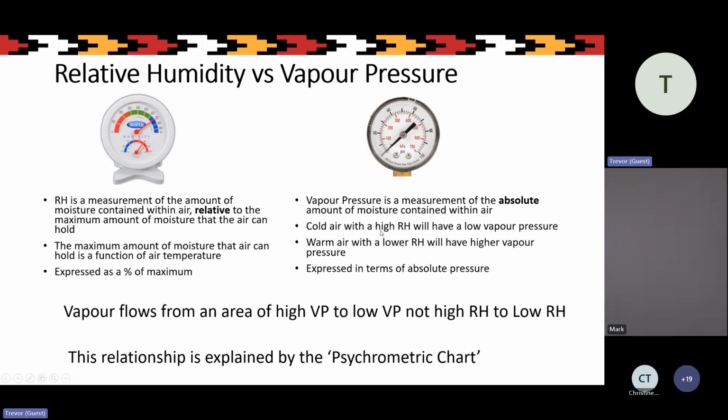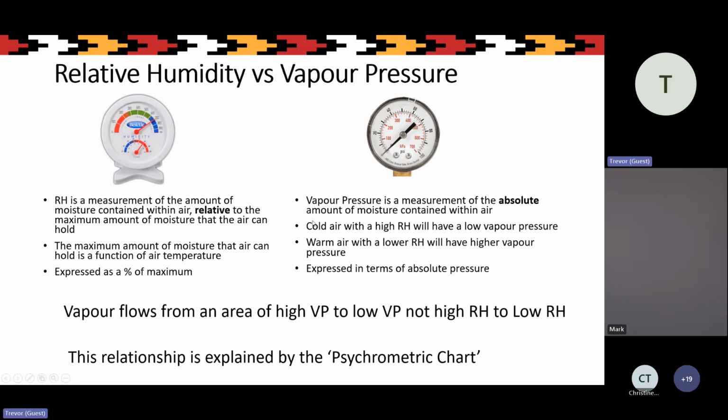And so cold air, for example, with a high relative humidity can have a very low vapor pressure, whereas warm air with lower relative humidity can still have a higher vapor pressure. So the two are related, but they're not directly related. And we'll talk a bit more about that. The important thing to remember in terms of vapor flow, when we're talking about vapor barriers and vapor flow, is that vapor flows from an area of high vapor pressure to an area of low vapor pressure, not necessarily high RH to low RH.